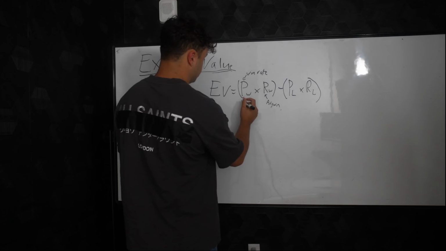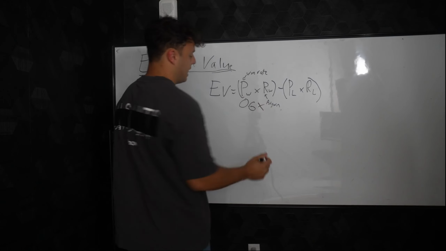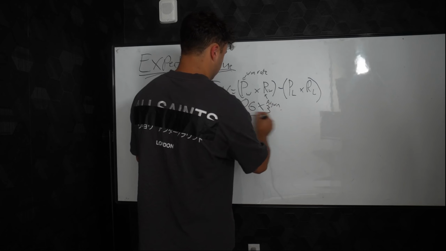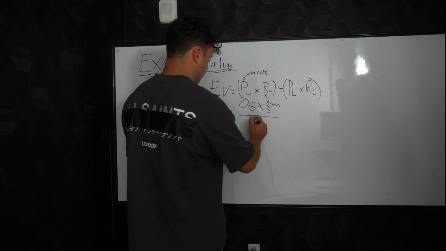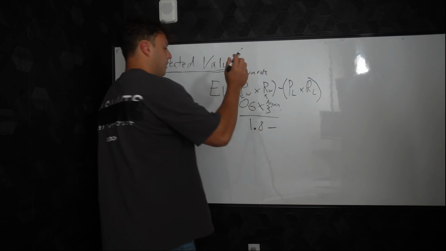Let's use my personal win rate, 60%. So 0.6 times my average win in terms of R. Okay, my average R is 3, right? So that ends up being 0.6 times 3 is 1.8, minus my percentage in losses.